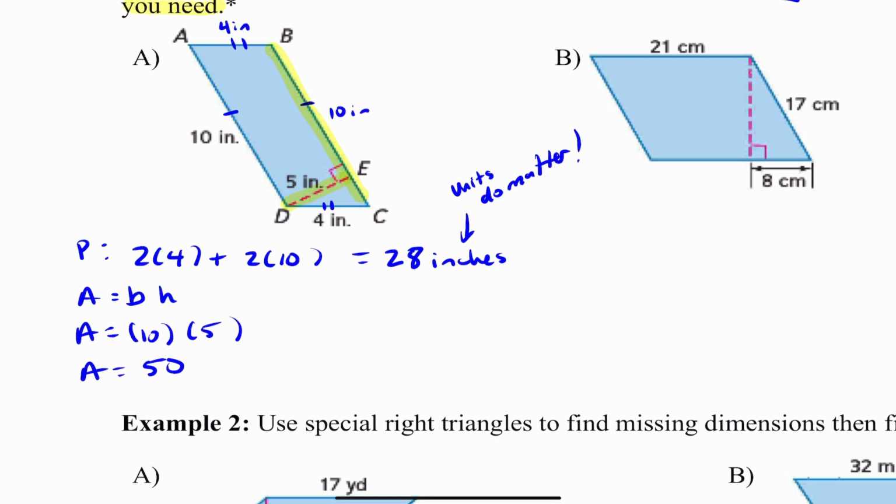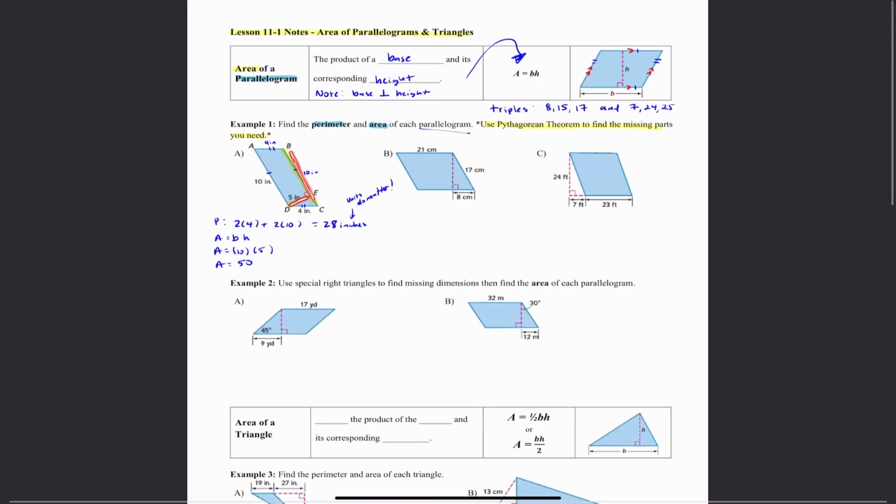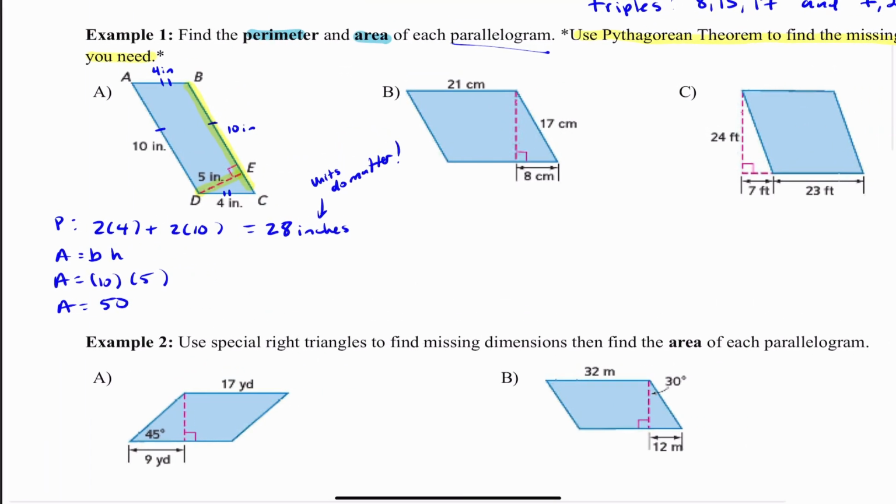And that's going to be 50. If you assume that this here is the base and this here is the height, your answer is still going to be right no matter what, but technically this is the base.